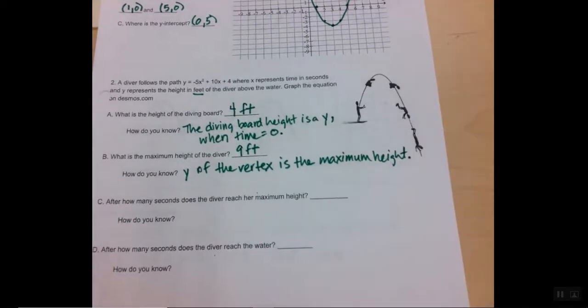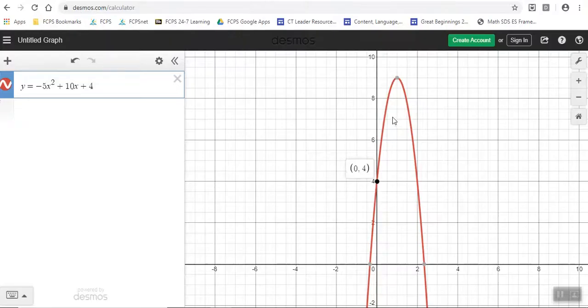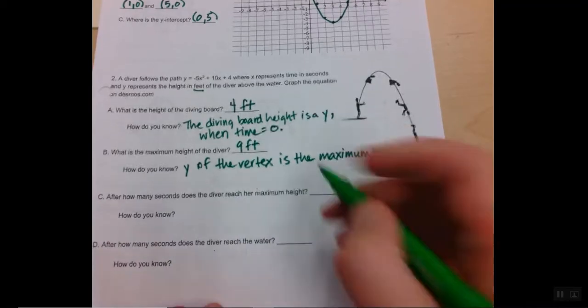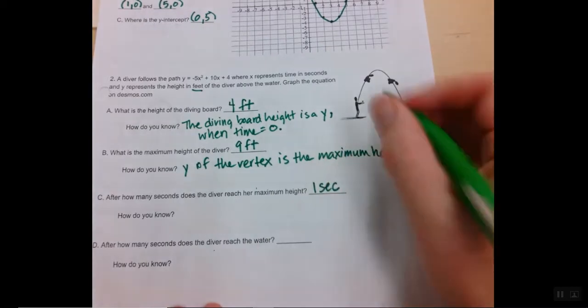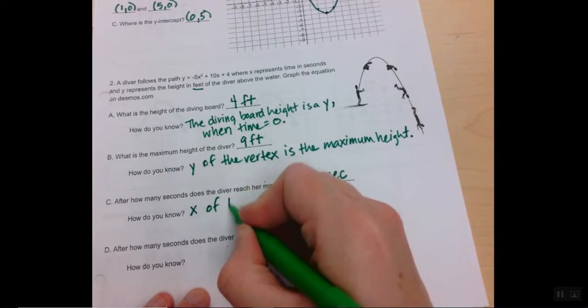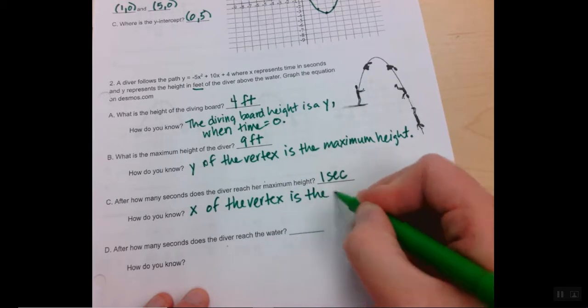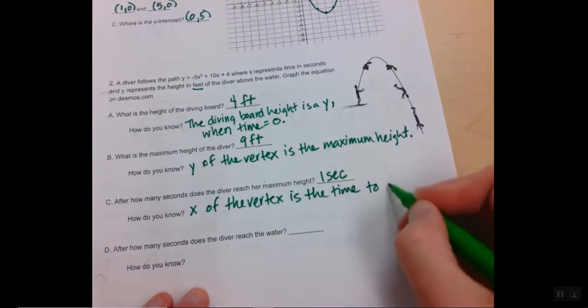Okay, so Mohammed, there's another number on that point, remember that? So what does the 1 represent? 1 what? Very good. So the 1 is an x value, and x values are time in seconds. So that's 1 second until the diver reached their maximum height. And x of the vertex is the time to reach the maximum height.